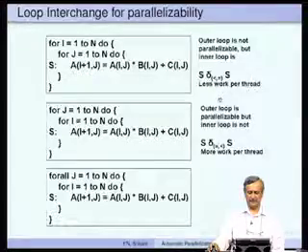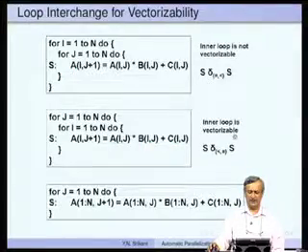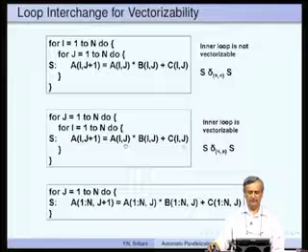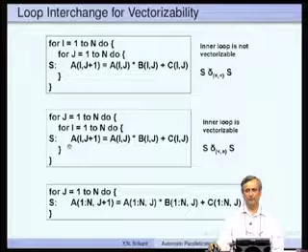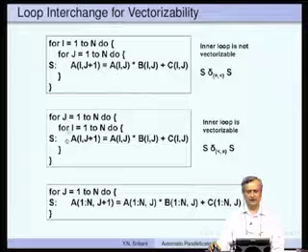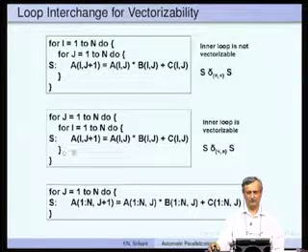So, in vectorization you really have to have only one statement inside; you cannot vectorize the outer loop, because you cannot run a complete loop as a vector instruction. A single vector instruction cannot be a complete loop, in other words.